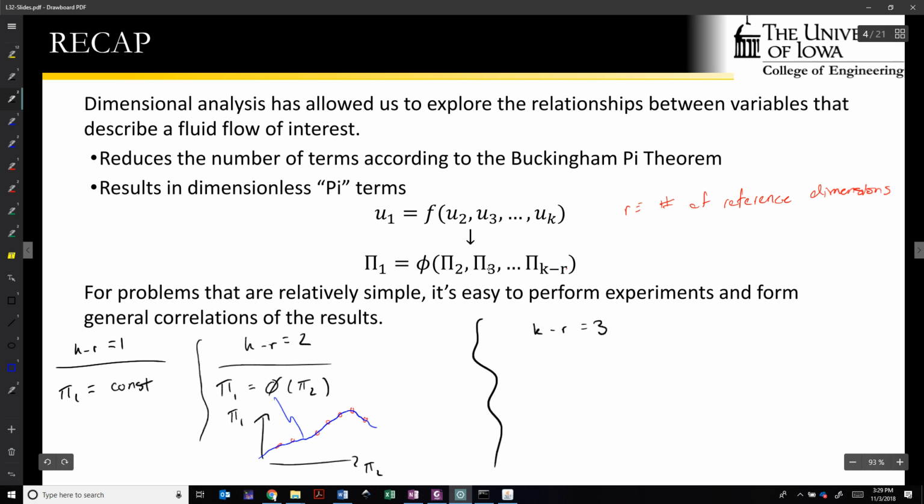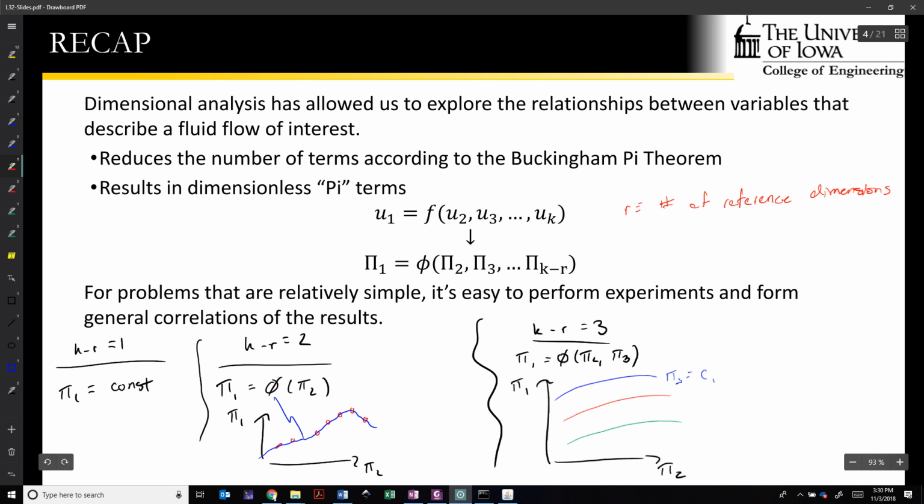If k minus r is equal to 3, we know that pi 1 is a function of both pi 2 and pi 3, which allows us to represent our experimental data either as a three-dimensional surface, where we have a pi 2, pi 3 plane, and we plot pi 1 as the height above that plane, or to present it as a family of curves. If we have pi 1 versus pi 2, we can systematically set pi 3 equal to a constant, sweeping through pi 2, measuring pi 1, and then varying the value of pi 3.